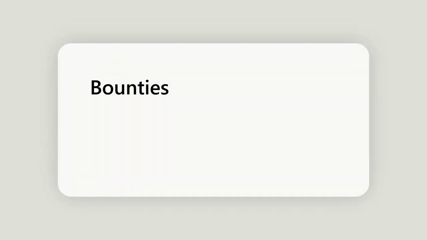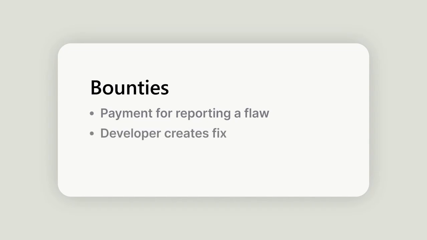Companies will often offer bounties to encourage people to report flaws. A bounty is paid when a public member finds, documents, and reports a flaw. A company will pay the finder and create a fix. This proactive approach helps to ensure that software remains secure and reliable.